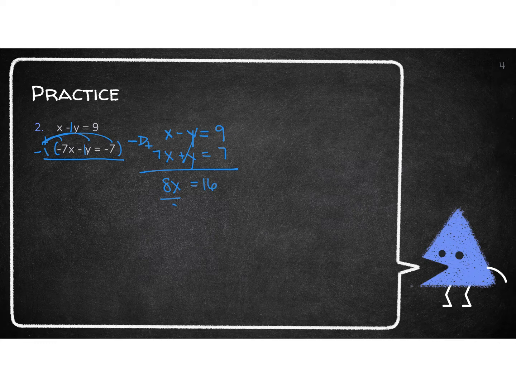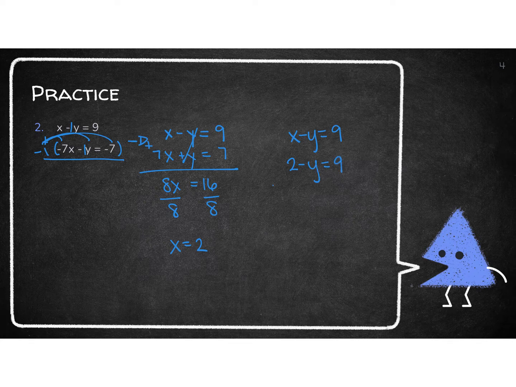And then I can divide by 8 to solve for x. So x is going to be 2. So we're going to take that 2, and we're going to plug it back into one of the original equations. So I'm going to go back up to that top one again. And I'm going to plug 2 in for the x because that's what we just found. So I have 2 minus y equals 9.